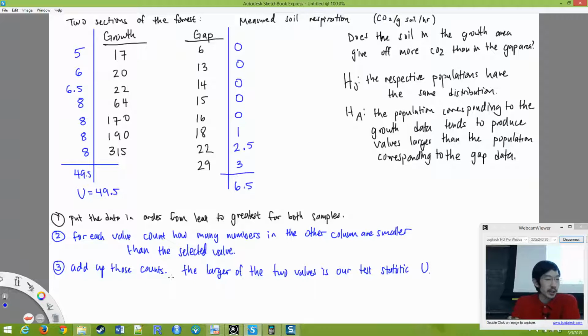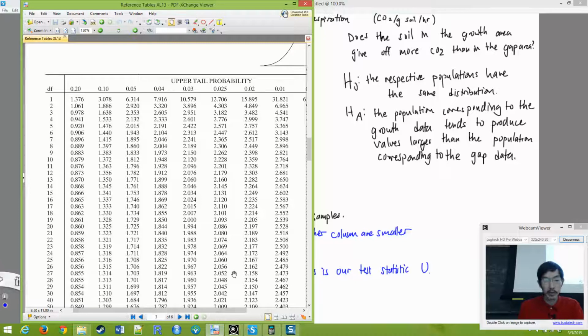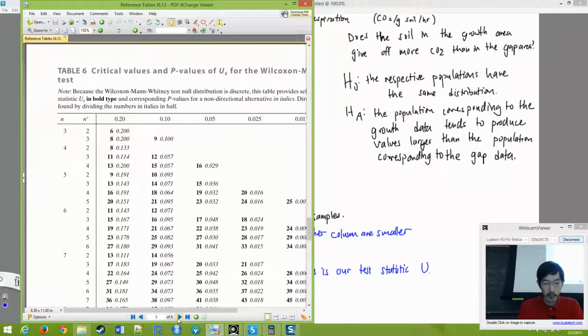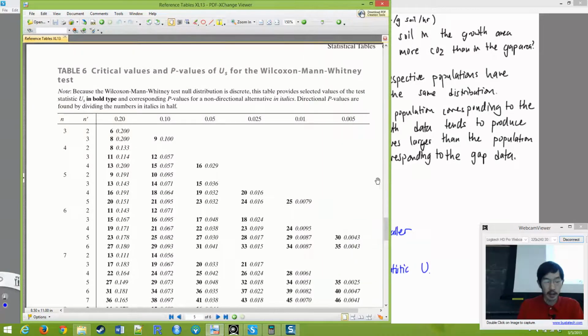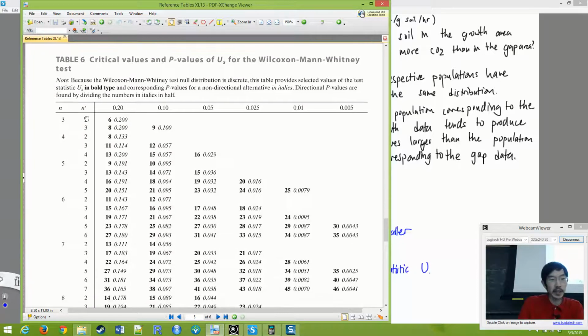All right, and at this point we just go to our reference tables and we look up the test statistic U to get our corresponding p-value. Okay, and so here we have a designated table for the Wilcoxon-Mann-Whitney test, okay? Look up U in the reference table. Okay. Now when we go to our reference table, okay, it's table 6 here, there's two values here. There's an n and then there's an n prime.